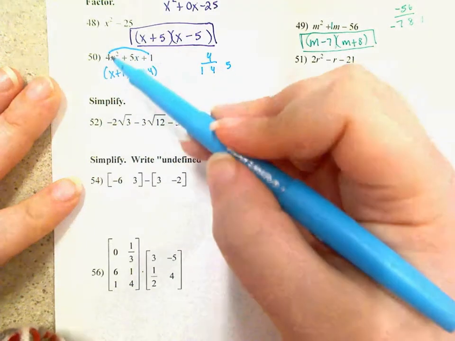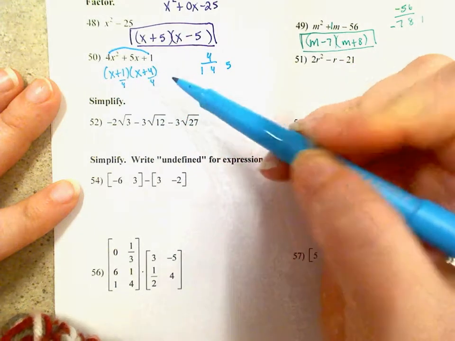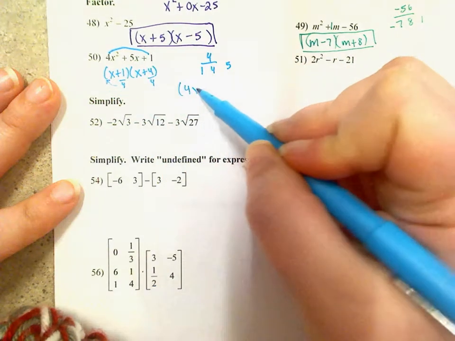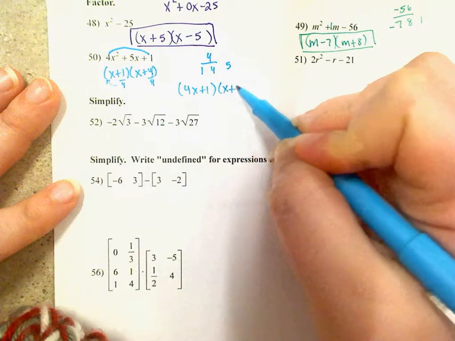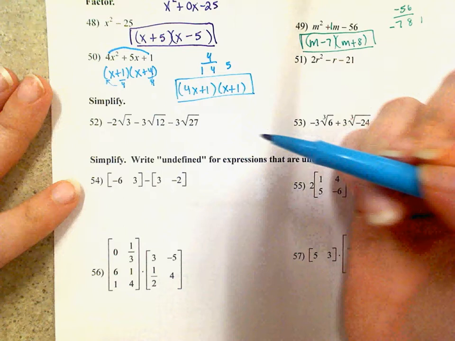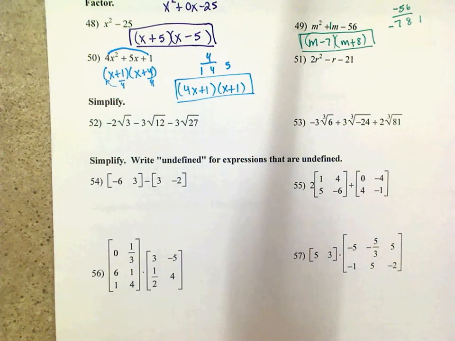But then remember that 4 is what we multiplied by, so we're going to go back and divide. To factor, this doesn't simplify, so we bring it back up: 4x plus 1. This simplifies down to a 1, so we're left with x plus 1. And that is the factored form: 4x plus 1 times x plus 1.